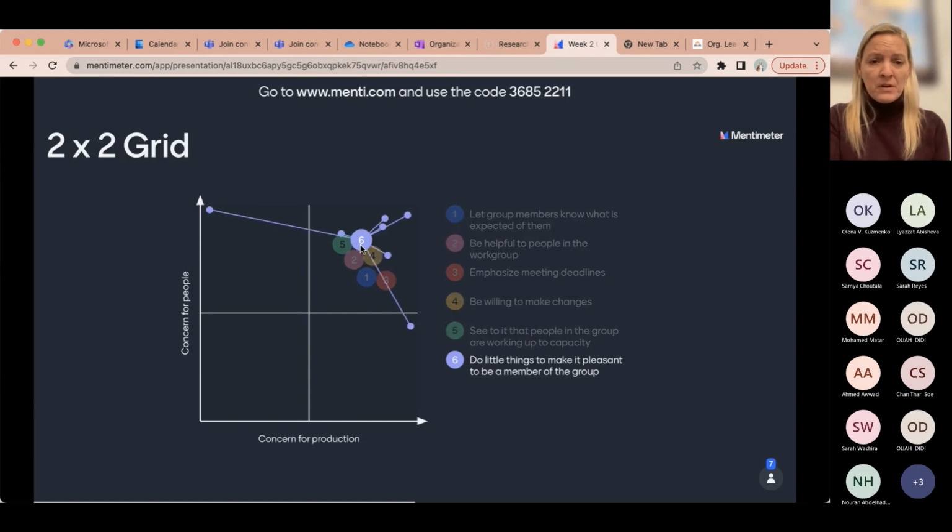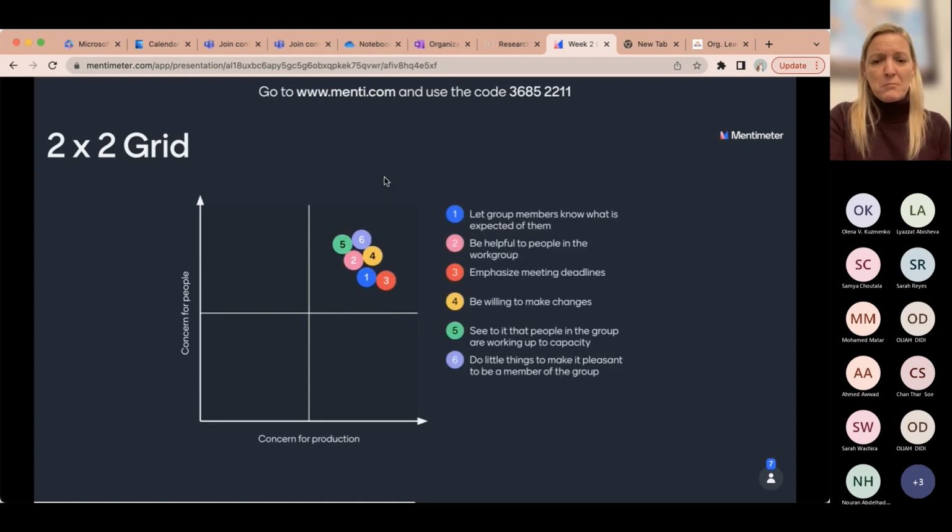In this group, we have a strong production, which makes sense because you're in a master's program, and so you want to make sure that you're getting the work done, but you're also not completely negating the value of people. You're just clustered in that same quadrant on the grid. That will make for a very productive group. Any questions about that grid?